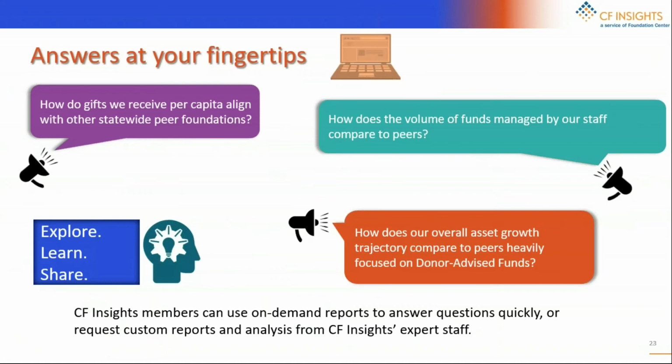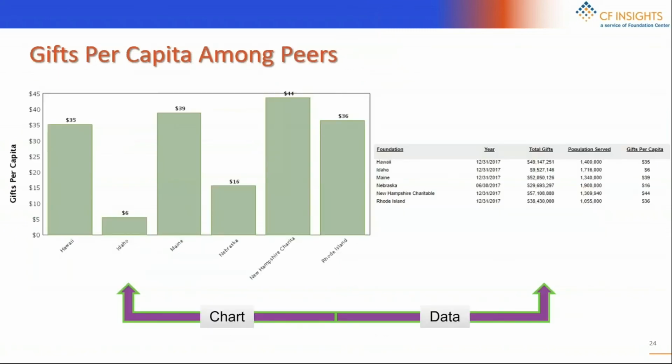So let's go through a couple of the on-demand reports that we offer on our database that answer some questions that you may have. Although there are so many other questions that you could ask, of course, a couple of these example questions are, how do gifts we receive per capita align with other statewide peer foundations? How does the volume of funds managed by our staff compare to peers? And how does our overall asset growth trajectory compare to peers heavily focused on donor-advised funds?